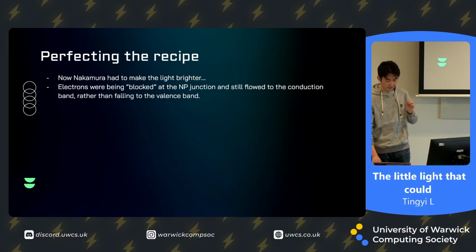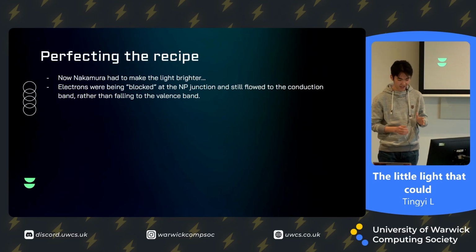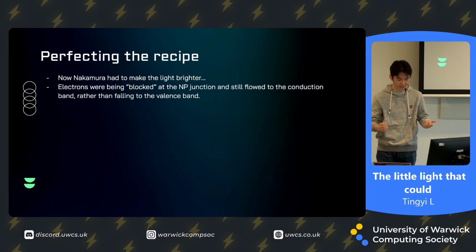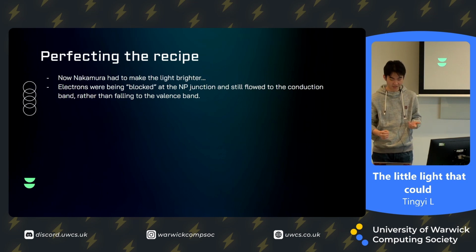There were a few issues with this current design. Essentially, one of which was electrons were being blocked at the NP junction, and essentially what the blocking does is that it forces the electrons to flow from conduction band to conduction band, and not from conduction band to valence band, which obviously wouldn't release this blue light. And also it's blue-violet, so it's really difficult to see with the naked eye, so he wanted to make it more blue and brighter.